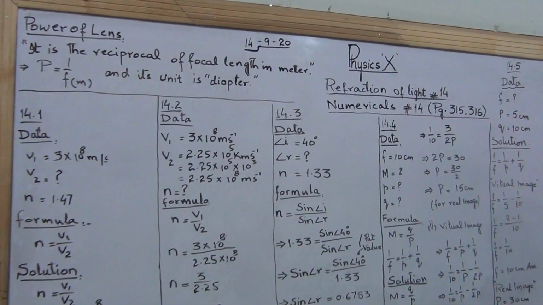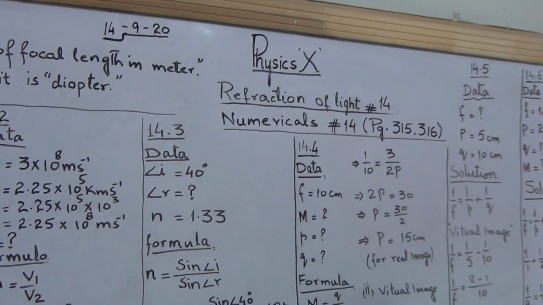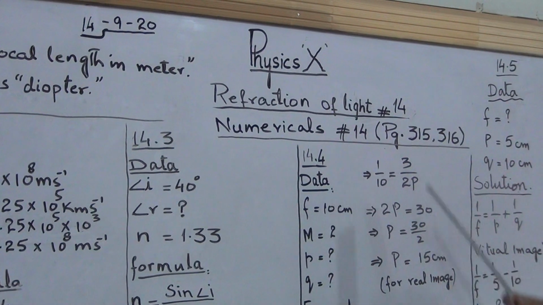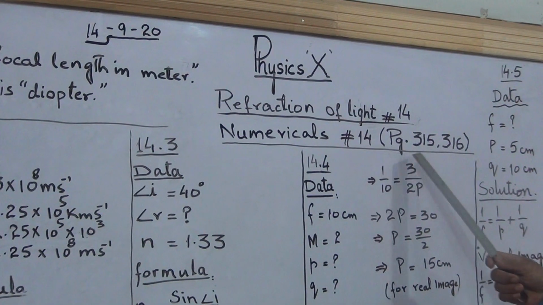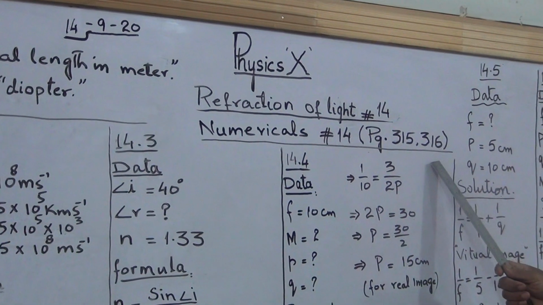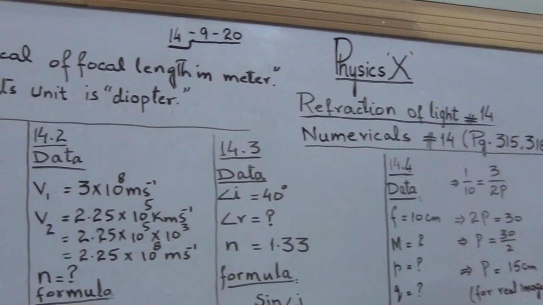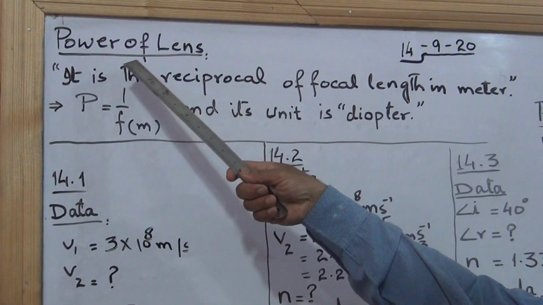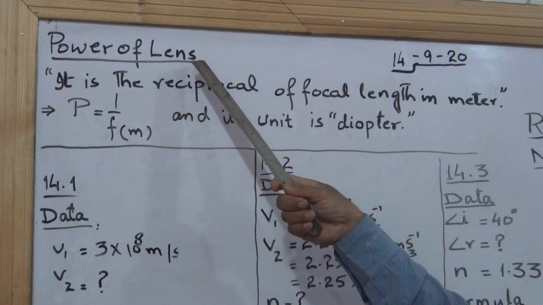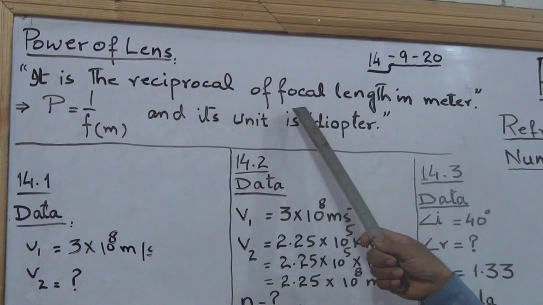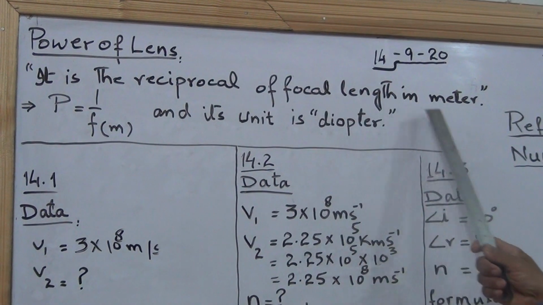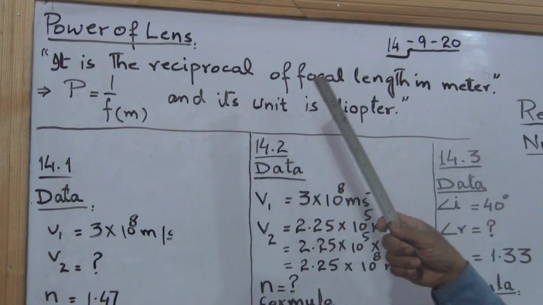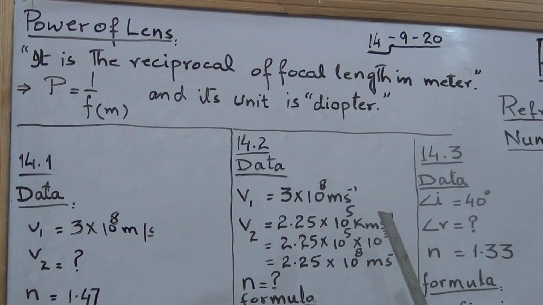Okay, dear students, today we will solve the numericals of chapter 14, Refraction of Light, page number 315 to 316. But only one topic is left, that is power of lens. It is the reciprocal of focal length in meter. It is called power of lens. Means we have to find out the power of lens.